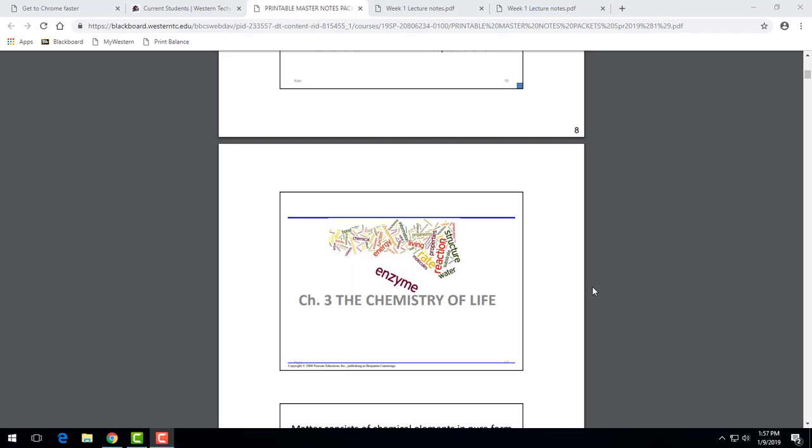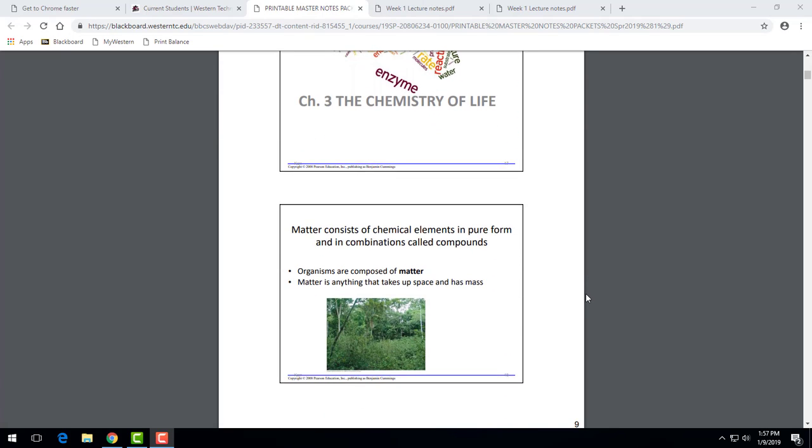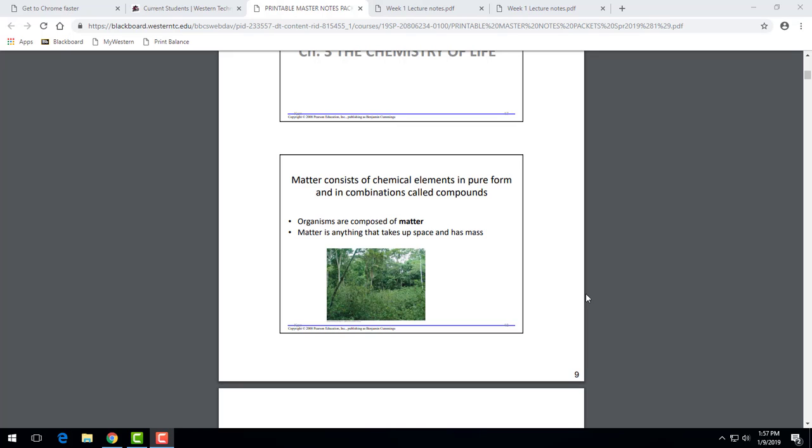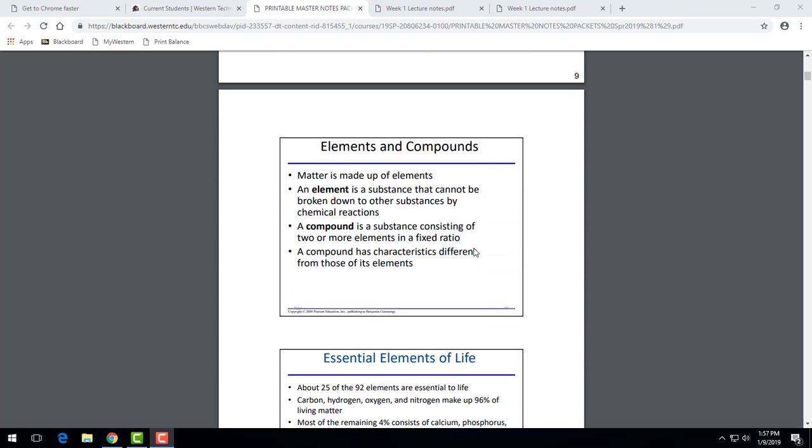So we know that biology is the study of life, so we're going to talk about chemistry as it relates to living things. Matter, we said, is anything that takes up space and has a mass. Those two important pieces define matter. And all organisms, because they take up space and have a mass, are considered matter. When we look at what it's made up of, matter is classified in the periodic table as elements.